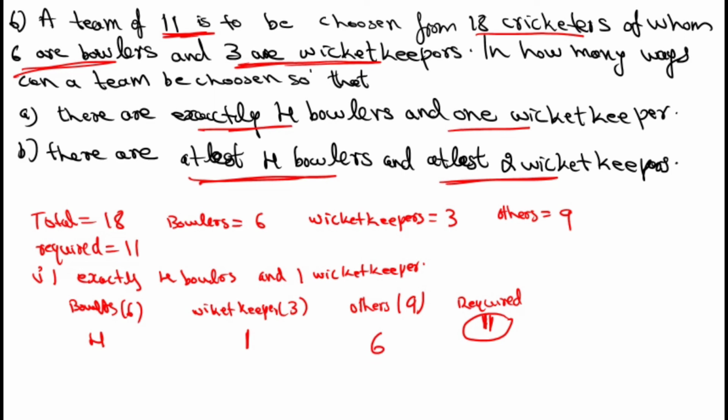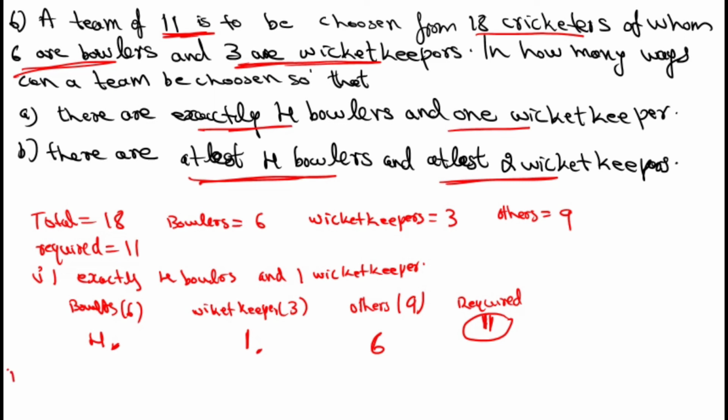Okay, so you need to select 6 others. So 6 plus 1, 7 plus 4 is equal to 11. This is a possibility. Exactly 4 bowlers means only 4 bowlers and only 1 wicket keeper. 4 plus 1 is 5. Now 9 other players are there. Since 11 is required, you need to select 6 other players.